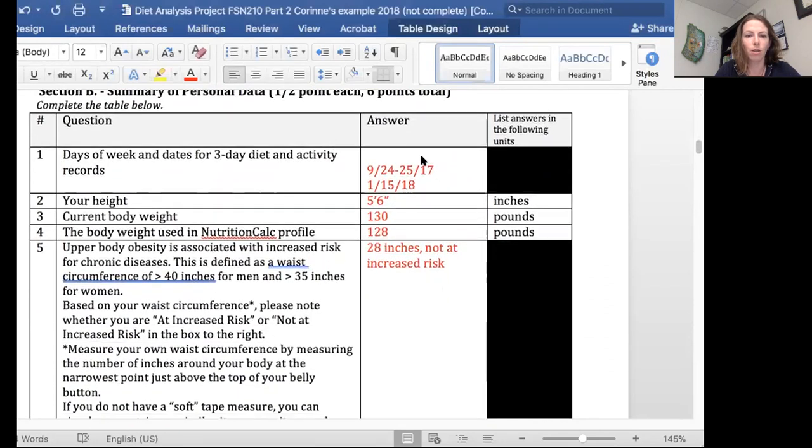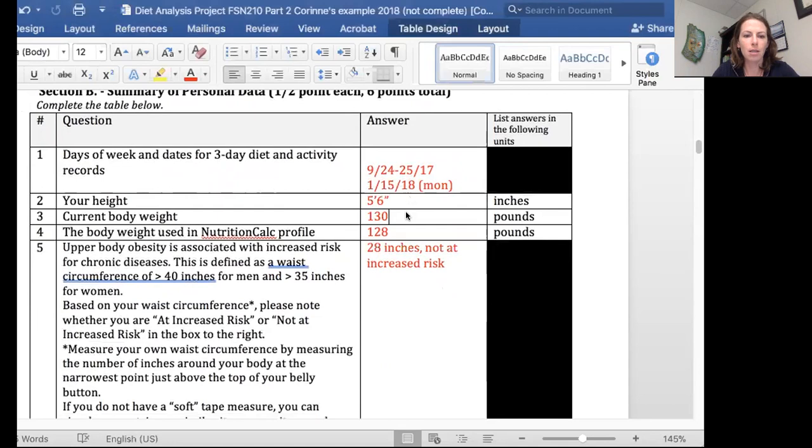Then you're going to fill out this form for which days you recorded your diet. Oh, I should also be putting the days of the week. I didn't on this one. I don't remember off the top of my head, but I do know the 15th was a Monday. I believe the 24th and 25th of September were probably weekdays, but I'd have to look back in my calendar.